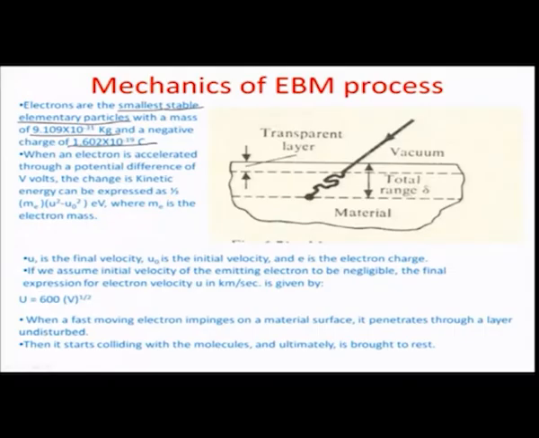Now, if such an electron is accelerated through a potential difference, let us say V volts, the change in kinetic energy can be expressed as half into electron mass 9.1 times 10 to the power minus 31 times U square minus U 0 square, and this is in eV, electron volts, where me is the electron mass.